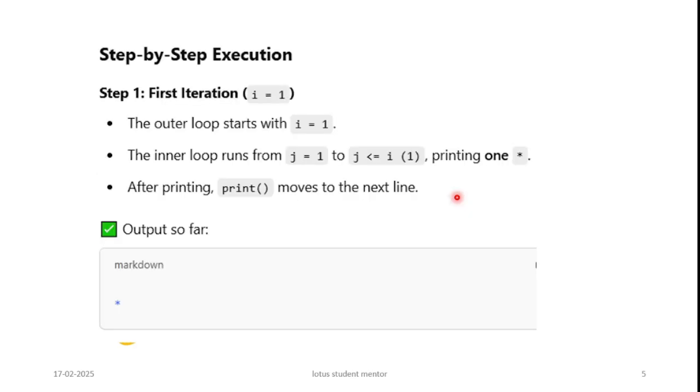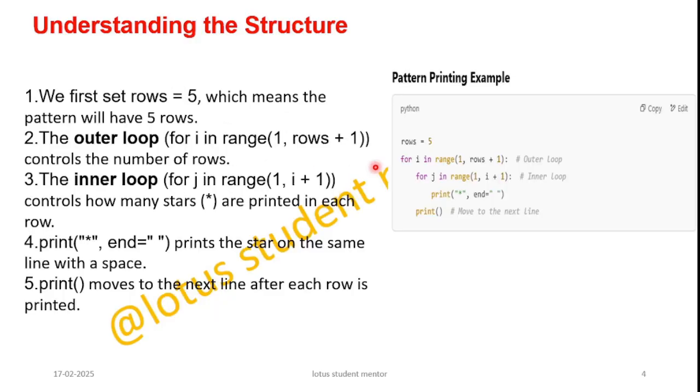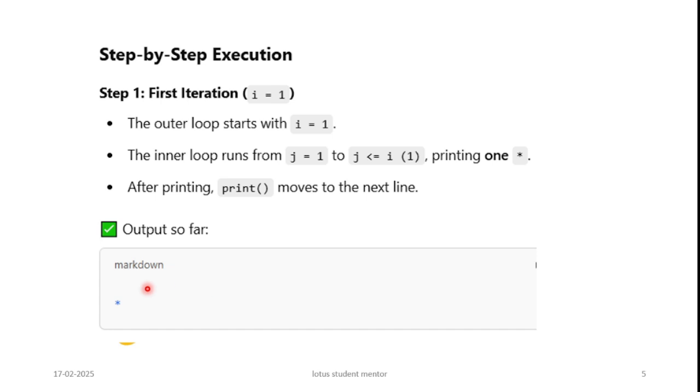Let us see. What is the first iteration? First iteration, i equal to 1. The outer loop starts with i equal to 1. The inner loop j equal to 1. And here range 1 to i plus 1 means 1 to 2, and 2 will be excluded. What will be printed? 1. That means 1 star will be printed in the first iteration. Printing moves to the next line. This print goes to the next line, so we are in the second line.